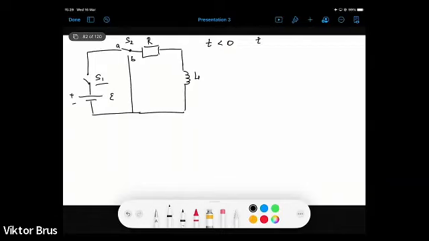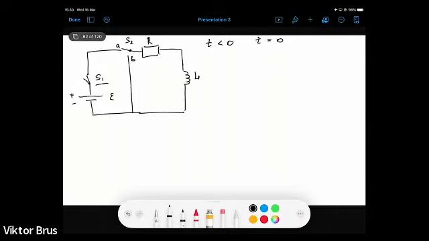But at time t equals 0, the switcher, this S1, is turned on, and we want to understand how electric current will change in this circuit over time.